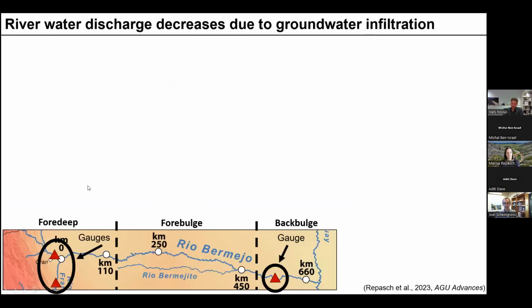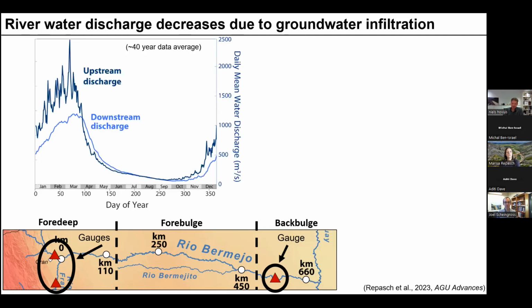And again, we're a bit data limited here. It would be nice if, moving all along the Rio Bermejo, we had nice gauges everywhere, and we could quantify the discharge coming in and out of the foredeep, coming in and out of the forebulge, and coming in and out of the back bulge. Unfortunately, we don't have that. These are the 3 gauges that we have. So we're going to combine these 2 upstream gauges to get a sense of what the net water flux is into the foredeep. And we're going to compare that with this gauge down here, which basically tells us what the water flux is coming out of the forebulge.